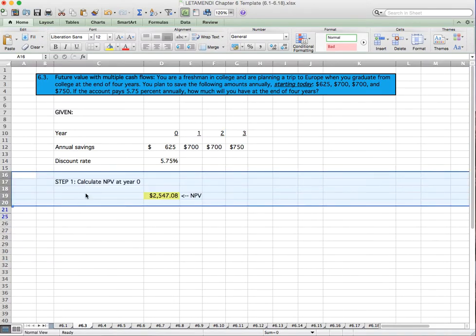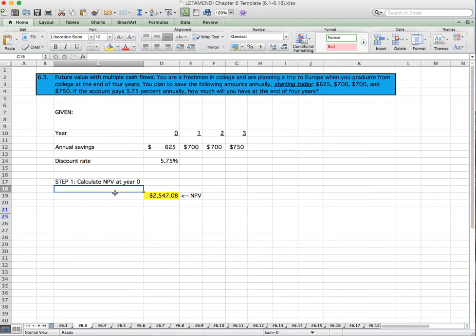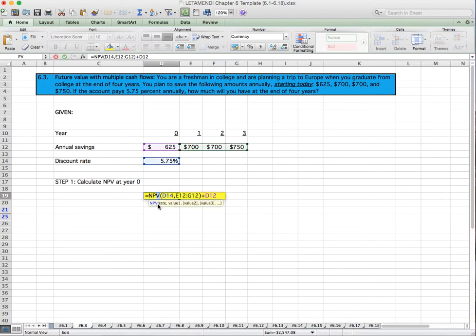So now that we've identified the given, first thing that we need to do is to calculate the net present value at year 0. So in order to calculate the net present value, we do equal NPV, and then our rate is going to be the discount rate, the only rate that's given in the problem, and then the value of the cash flows. We have to take the values of the first year through the 3rd year, and then we have to add in our year 0, okay? And that's what you have to do in order to get the net present value for a question that's comparable to this one. So just remember that.